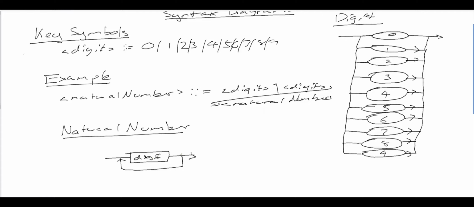But it can have more than one digit, so we can follow this path in the diagram around back to the start of the diagram before digit and pass through digit again. So it's saying the same thing as this recursive BNF definition. It's saying that a natural number can be composed of one or more of these digits that we've defined in this syntax diagram over here.